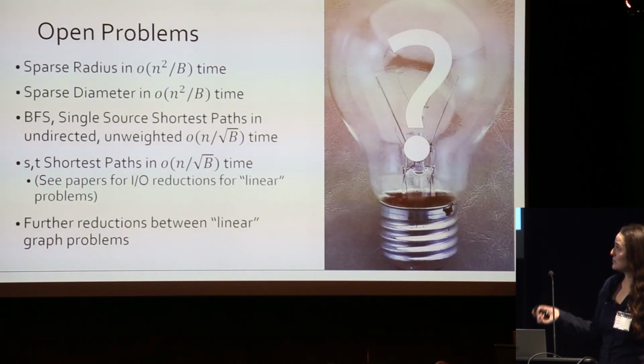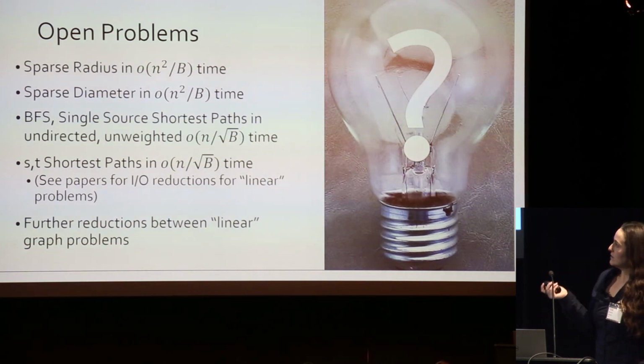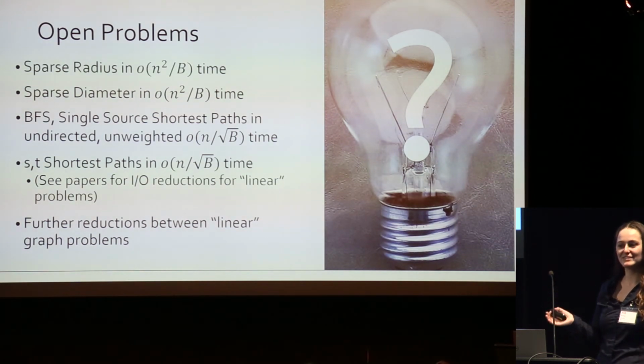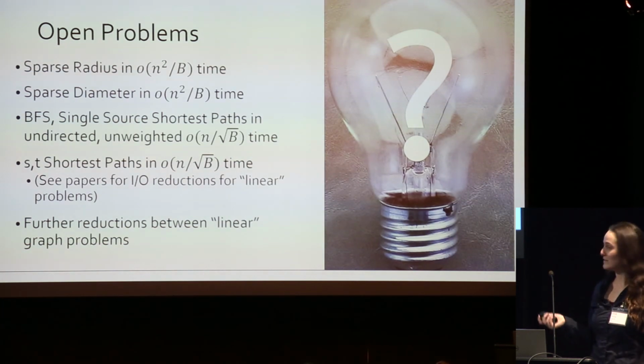There's a host of open problems. A lot of them are algorithmic. Specifically, I was just complaining that a bunch of these problems are very slow. One of the shocking things is even s-t shortest paths in sparse graphs doesn't run in linear time in the I/O model. And I really think this should be fixed.